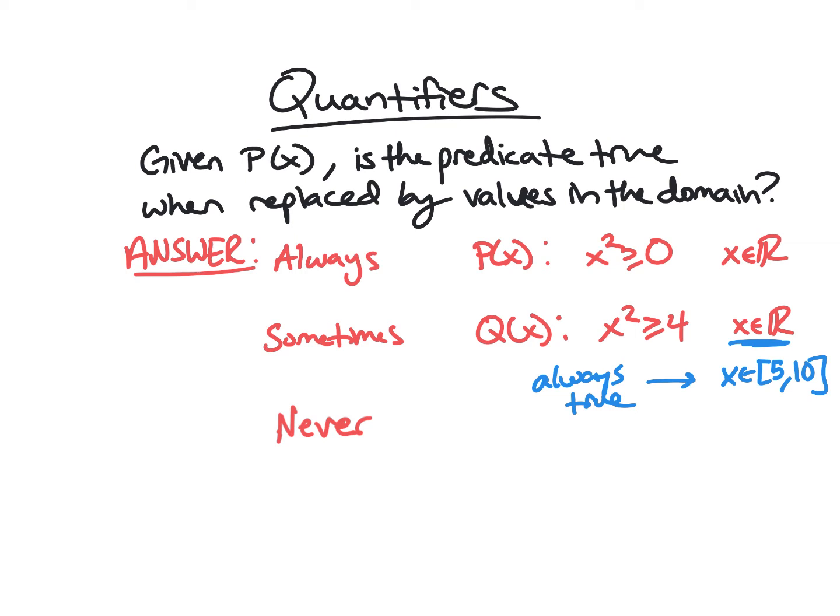And so you really do want to consider what domain you're working within, because it might change the truth value of your statement. And lastly, one that's never true, well, we can just take the negation of something that's always true, right? So r of x, or you could just call it not p of x here, would be x squared less than 0, right? It doesn't matter what number you plug in. If you square it, it's not going to be negative.